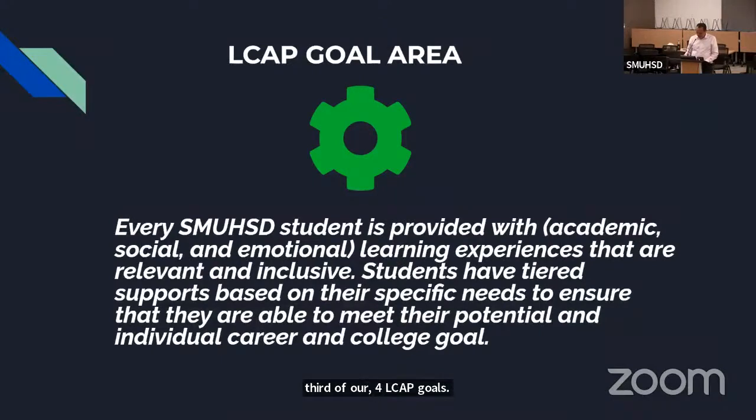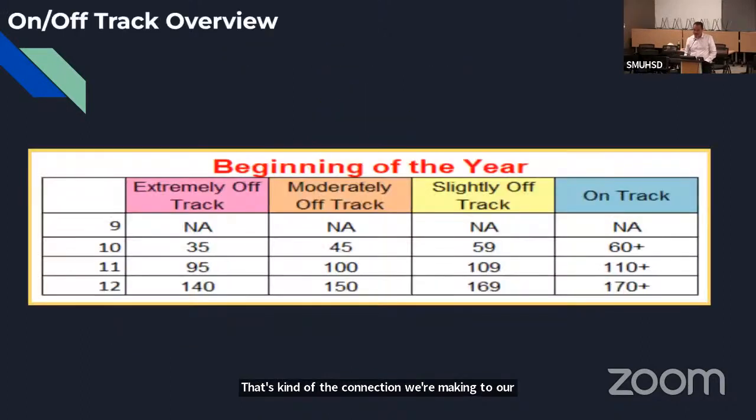This area is really this idea of inclusive and relevant learning for all students. And if our students are on track for graduation and showing competency in the state CAST tests, this provides a piece of the story on how well we're making the learning relevant for students and ensuring that they feel included in the learning process, right? That's kind of the connection we're making to our goals. So these aren't just arbitrary random data points we're sharing tonight.